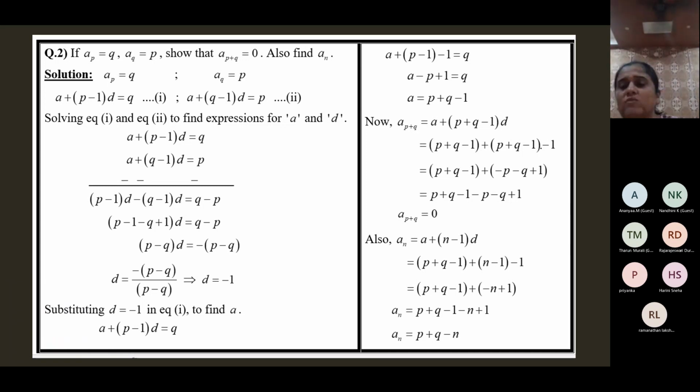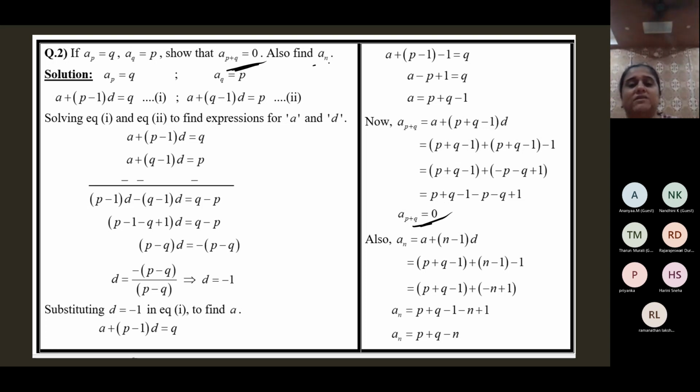So be careful here, children. This is into minus 1 into d. You'll have to multiply. On simplifying, you get the p plus q term is 0 because they get cancelled. P minus p, q minus q, minus 1 plus 1. So the p plus q term is 0. We have to show that the p plus q term is 0, and that's what we have got.